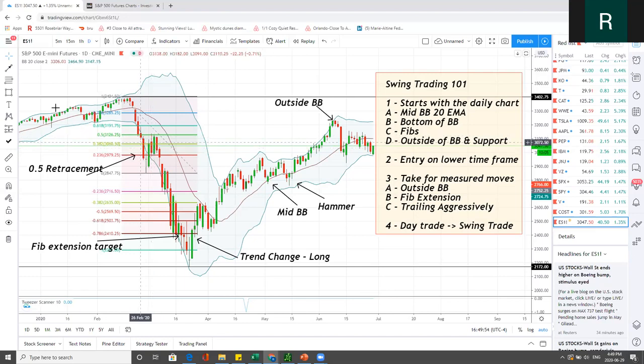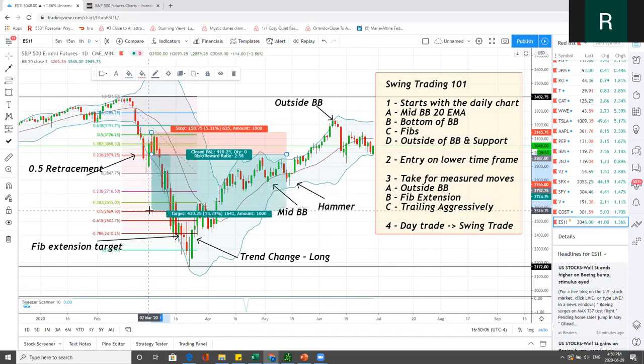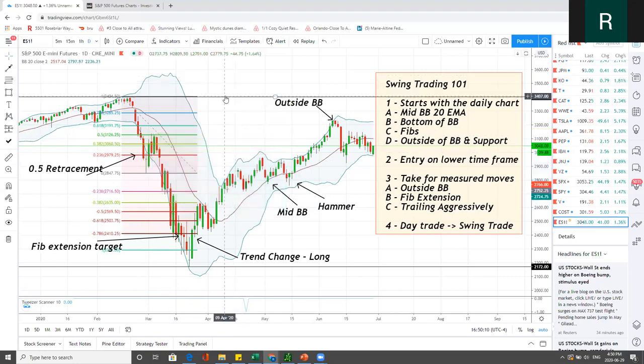So we could just take an entry right here on the daily chart if we wanted to. We could just enter short below this candle with a stop loss above the high of the 50% retracement, and we could have taken it down to the 50% extension, and we could have made 2.5 R. But the professional way of swing trading is using time frame alignment.